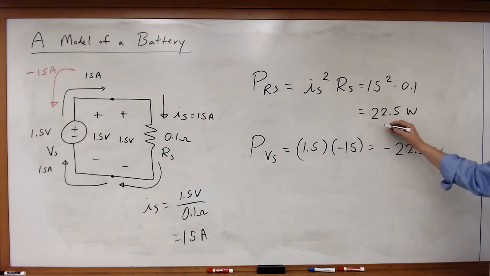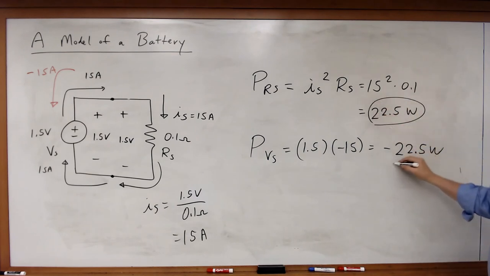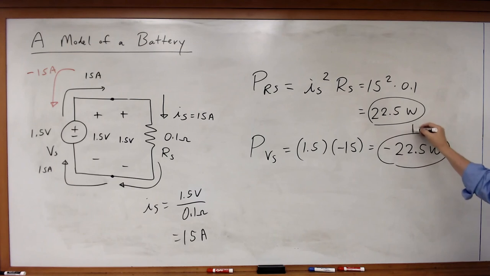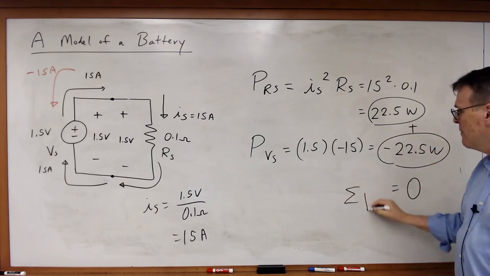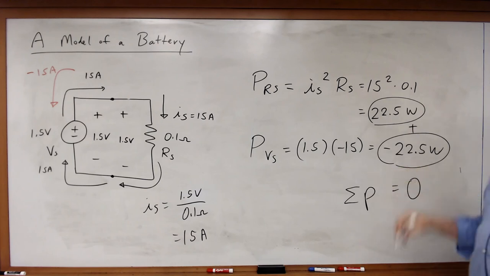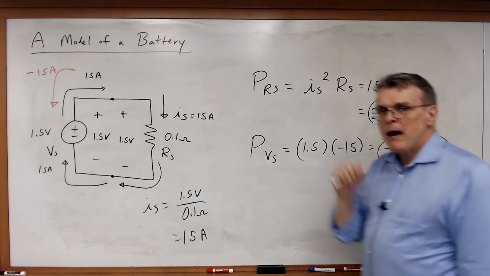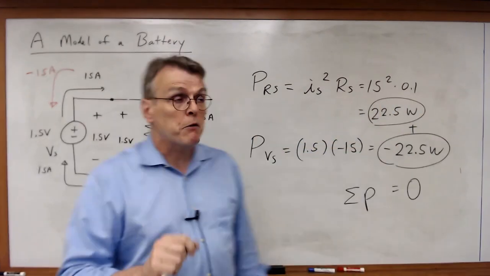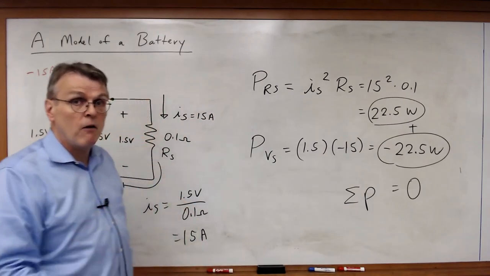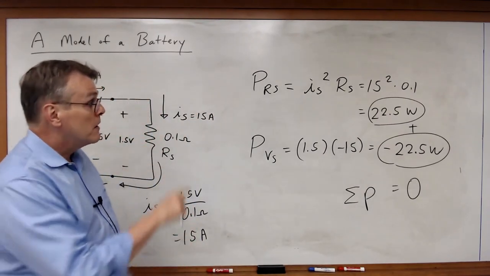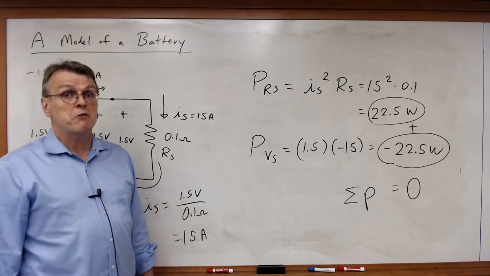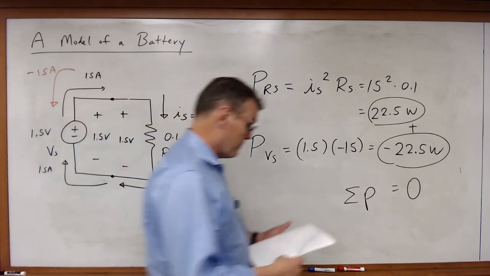And what do we have here? Positive value, negative value. I add them together. The sum of the powers must be equal to zero. Once again, power balance. The sum of the powers for any circuit, adding them all together for all the elements, you should always get zero. That's your way of checking to make sure your answer is correct.